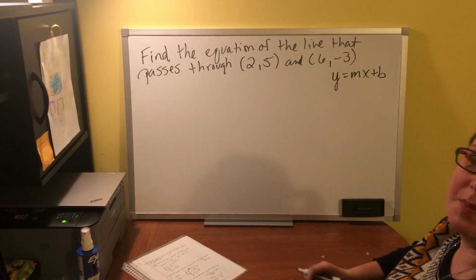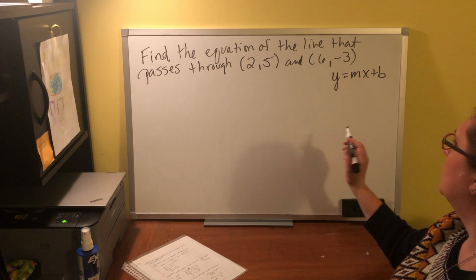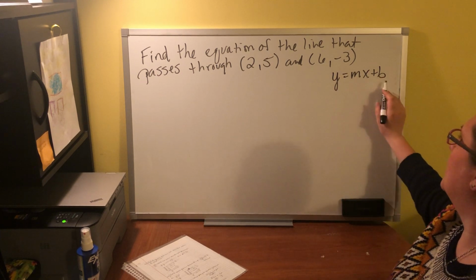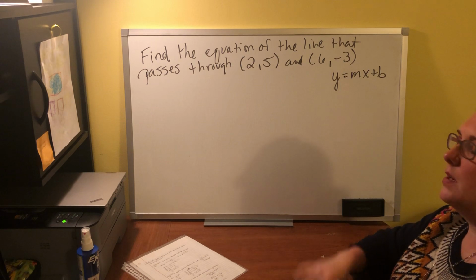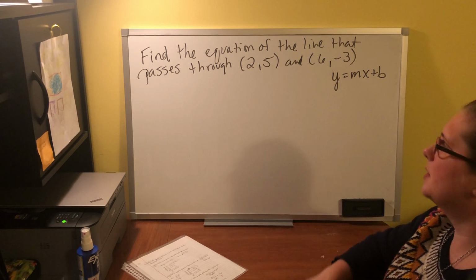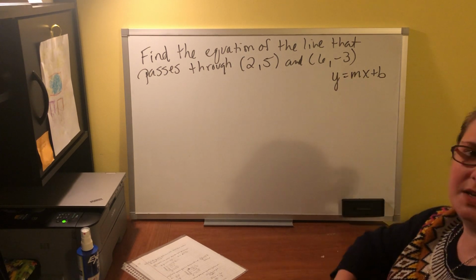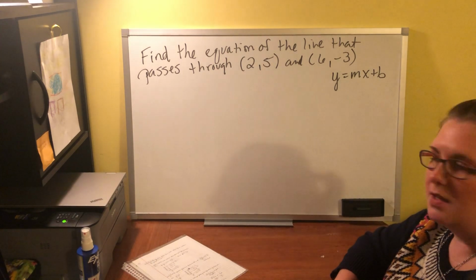Right now, I'm given 2 points. I don't have a slope. I'm not given a y-intercept, and I'm not given a slope. So we have to find this stuff.